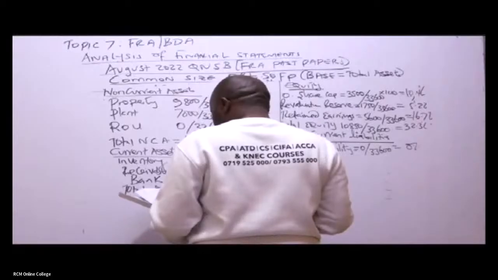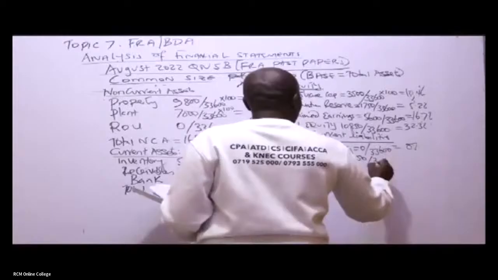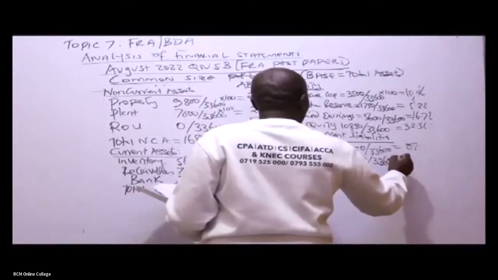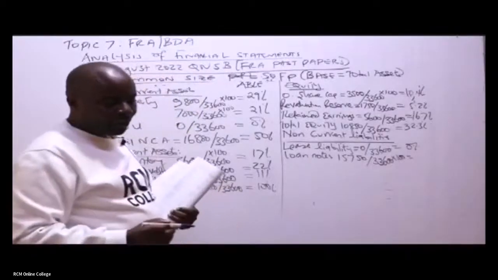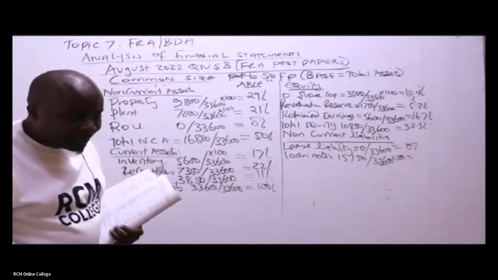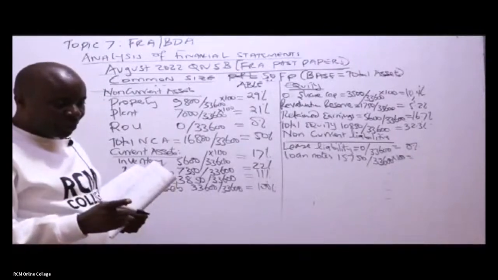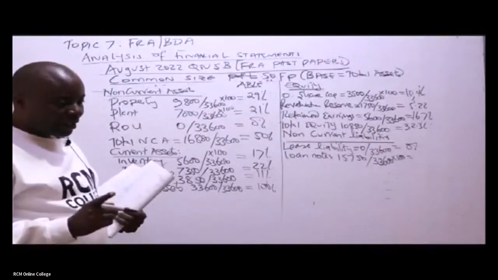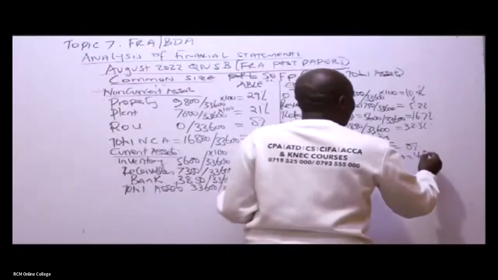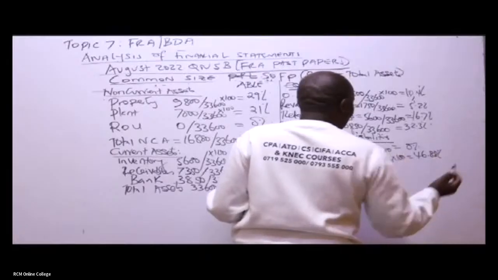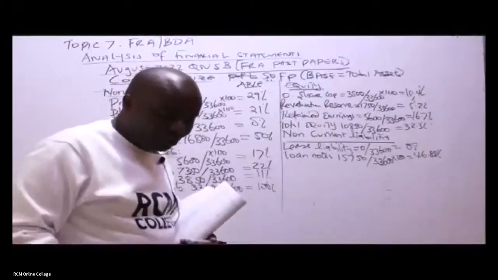So loan notes, I can see 15,750 divided by 33,600. Of course, don't forget always times 100. So what are we getting there for loan notes? You see, they are giving us a very good question there. Lillian is saying that this loan notes is 46.88 or 0.9. It doesn't matter.